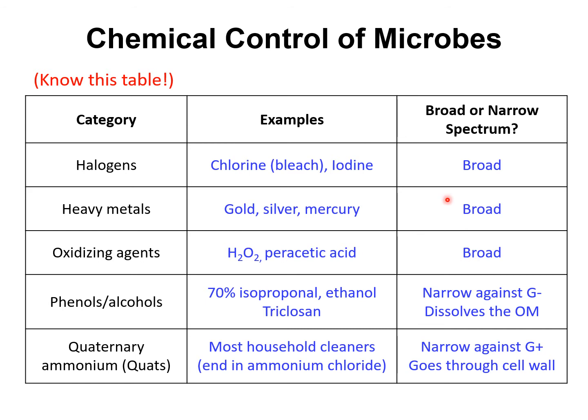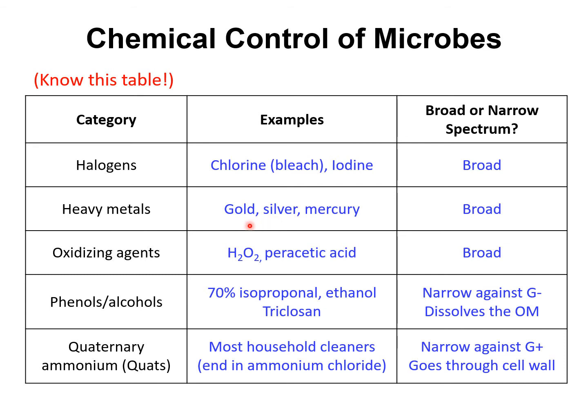Now, do know this table, okay, guys? You do need to know the category of these chemicals. So some of the chemicals that we use are known as halogens, and these are examples like chlorine, which is basically bleach, and iodine, and that is a broad spectrum. So it can target both gram-negative and gram-positive. That's why we use bleach a lot in our microbiology classes, because it is a pretty good, broad spectrum chemical.